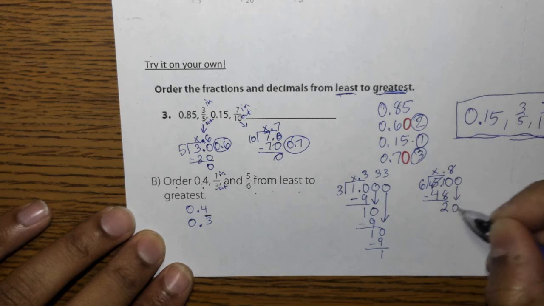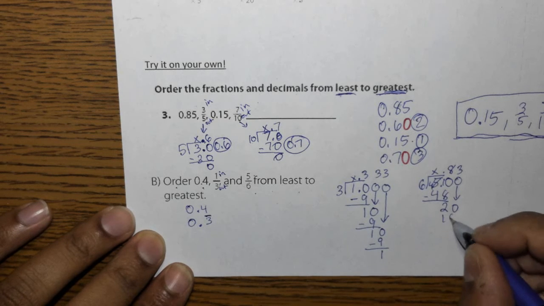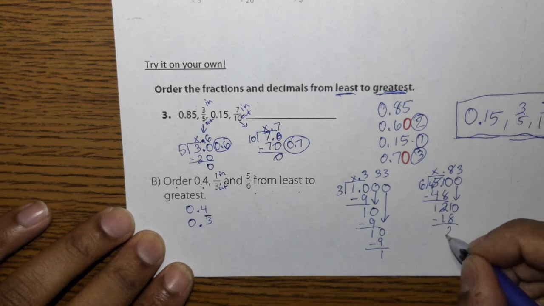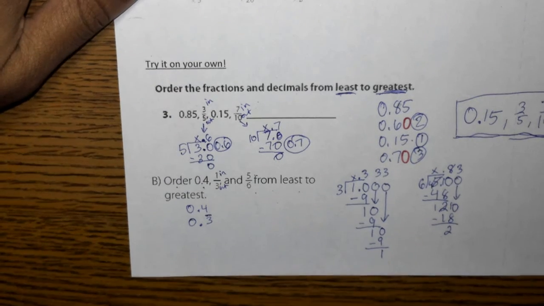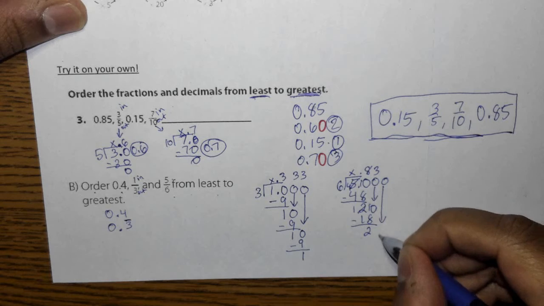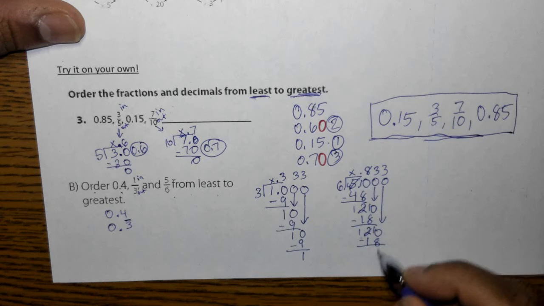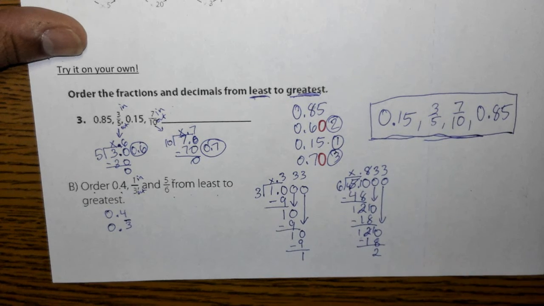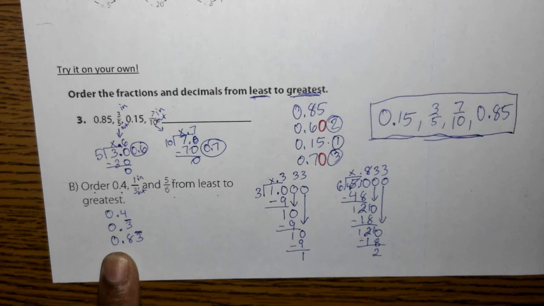We add a trailing 0. 6 goes into 20 3 times. 6 times 3 is 18. I get 2. Does it terminate? No. We have to keep going. I add a trailing 0. 6 goes into 20 3 times. Wow, I'm noticing a pattern. My 3 is repeating. So it's like 0.83, but just the 3 is repeating. Make sure when you write your decimals with the repeating, you just put a bar over the ones that are repeating, not over every single number.